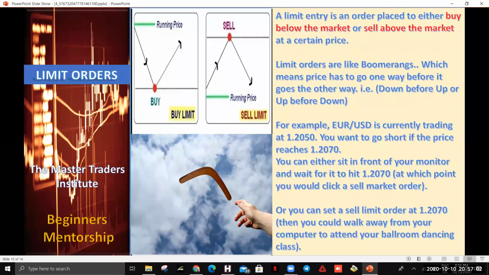You sell when the price has come up to 1.2070. At that time, the price is at 1.2050, but you're not going to sell. You wait for it to increase more to 1.2070, then you can place a sell order. That's what the sell limit order is. You can either sit in front of your monitor and wait for it to hit that point, at which you would click a sell market order, or you set a sell limit order.